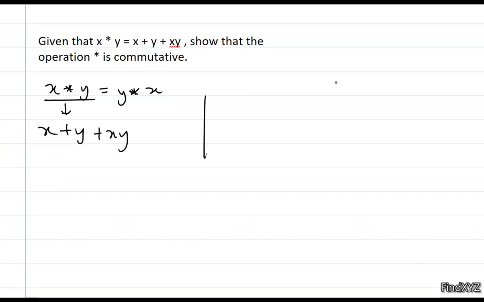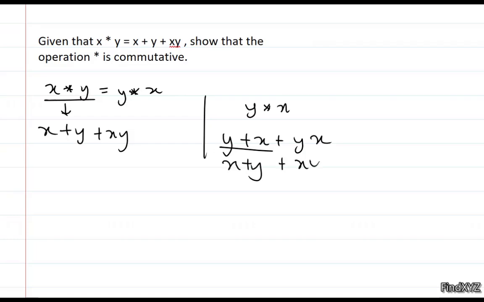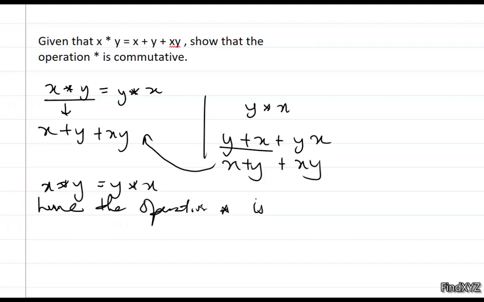Then, this is for this. Let's do Y star X. So pick the first letter. So Y plus X plus YX. Now let's rearrange it. Y plus X is the same as X plus Y, and then YX is the same as XY. So you can clearly see that X star Y is equal to Y star X. Hence, the operation star is commutative.